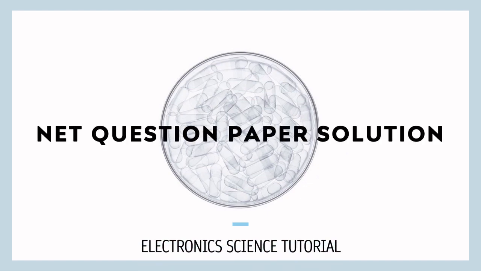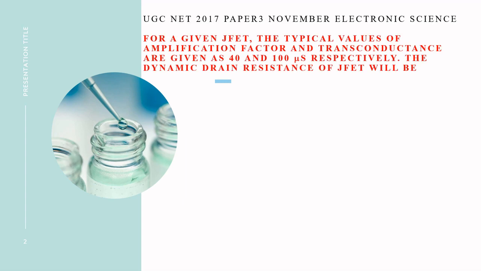Today we solve another NET question paper based on the concept of junction field effect transistor. So let's start our class. In previous class, we saw that the amplification factor is equal to the transconductance into drain resistance. Right. Based on this topic, these numericals we have to solve. So what is the question?